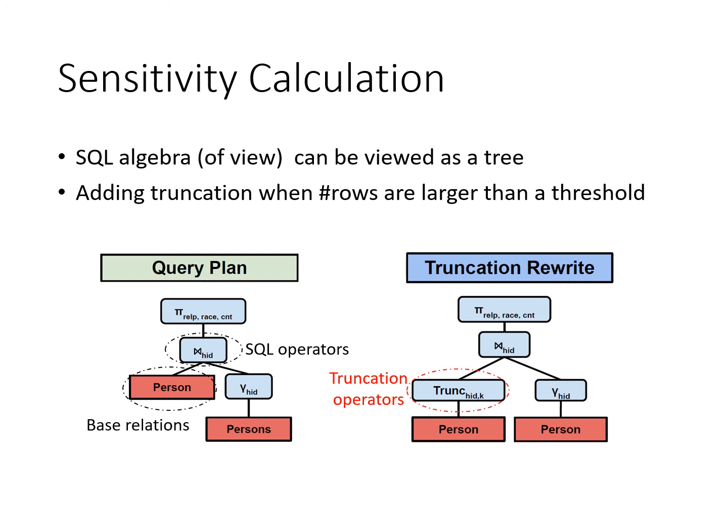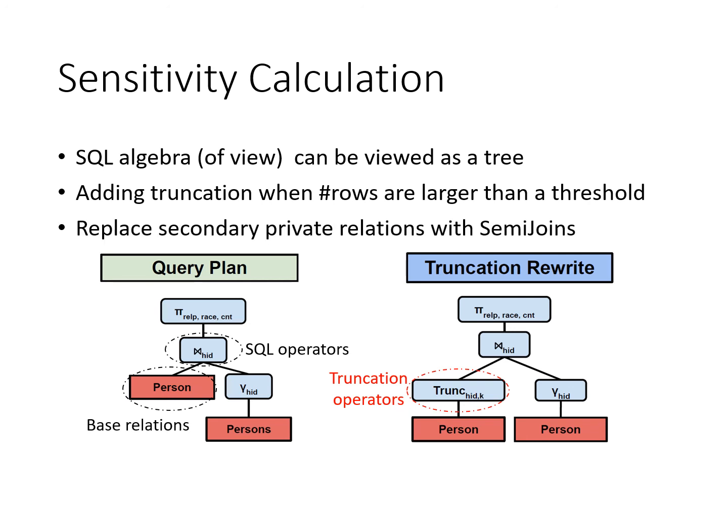When the number of rows to be deleted according to the foreign key is larger than a threshold, the view rewrite module will add truncation operators to prune those rows with unbounded sensitivity. And the view rewrite module will also replace the secondary private relations with semi-joins.